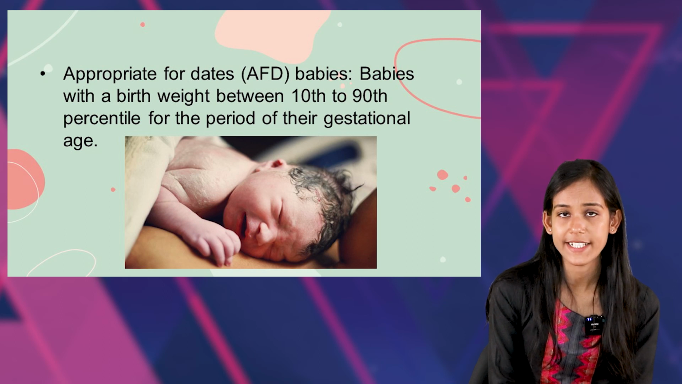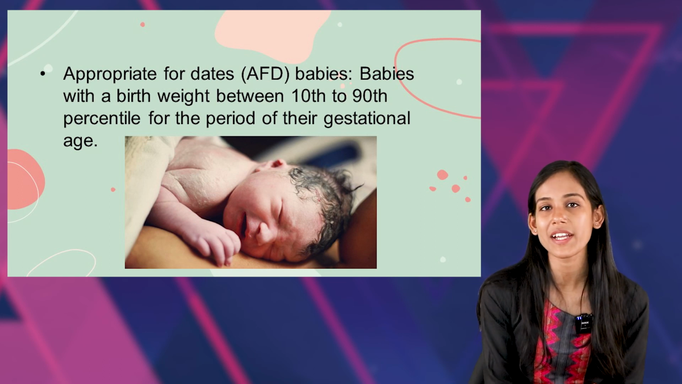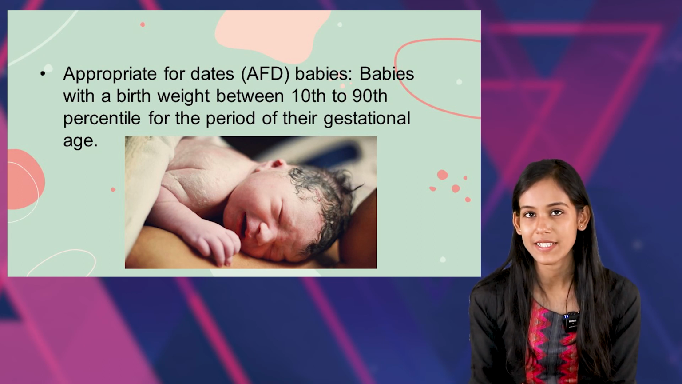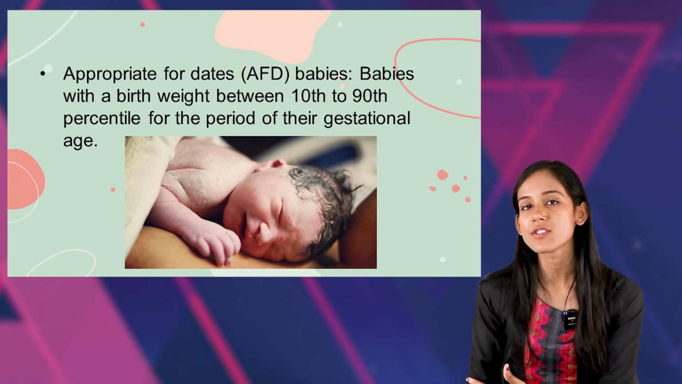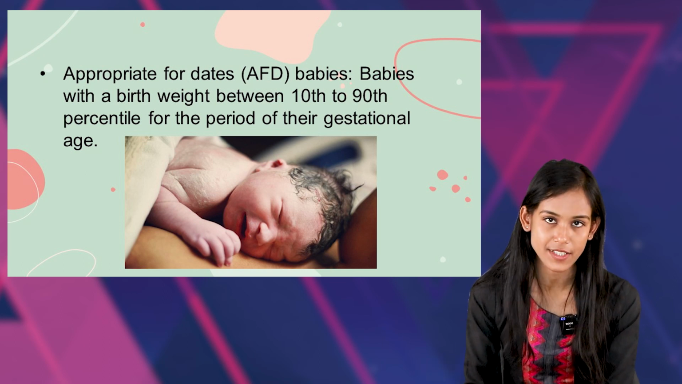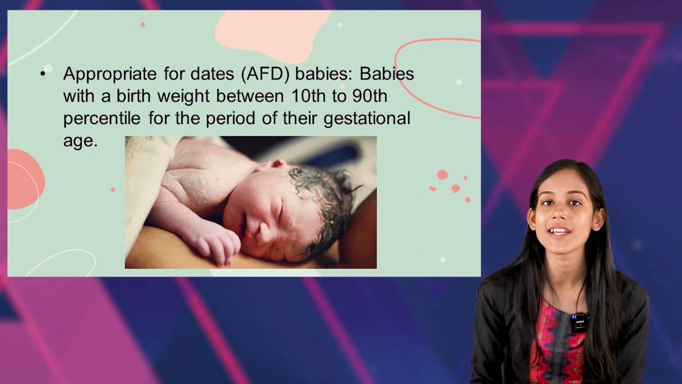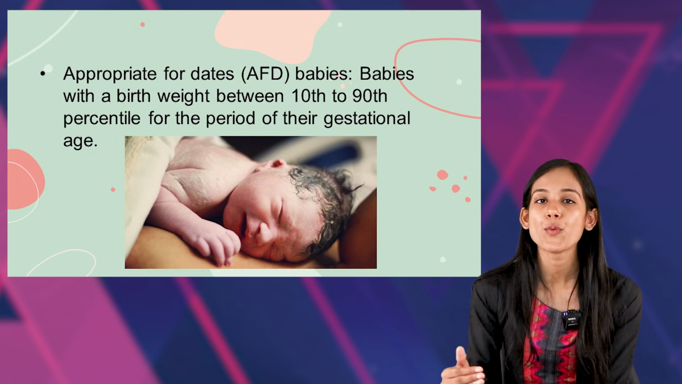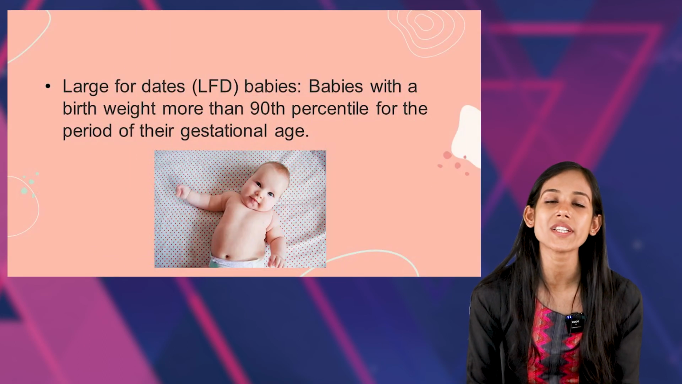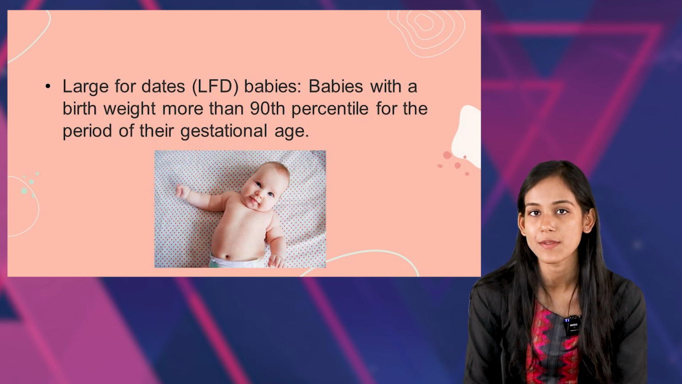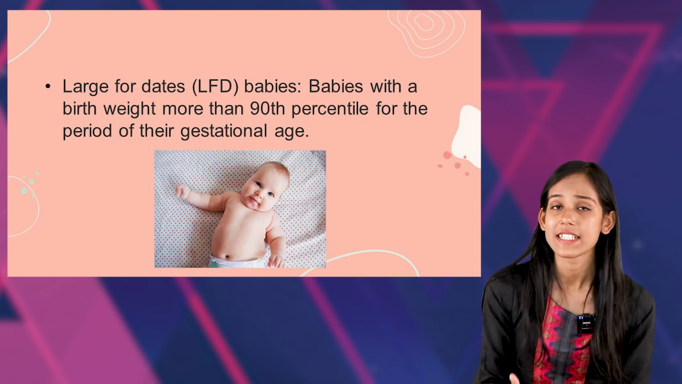Now this was small for dates. We also have one more terminology, that is appropriate for dates. When their birth weight is between the 10th and 90th percentile of their gestational age, we call them appropriate for dates babies, also termed appropriate for gestational age. Now what if it is more than the 90th percentile? Babies with a birth weight of more than the 90th percentile of their gestational age are termed large for dates, also termed large for gestational age.